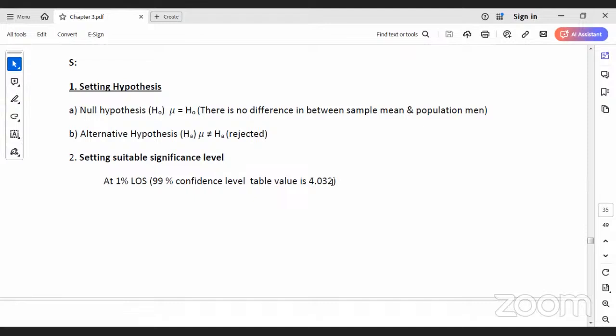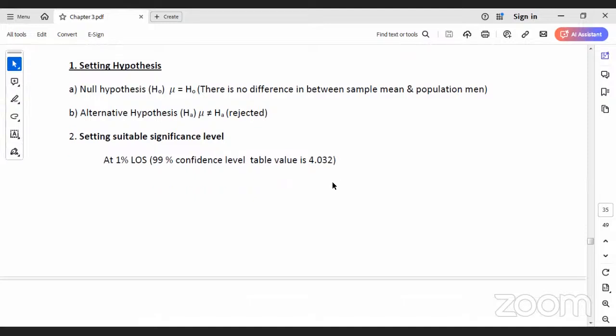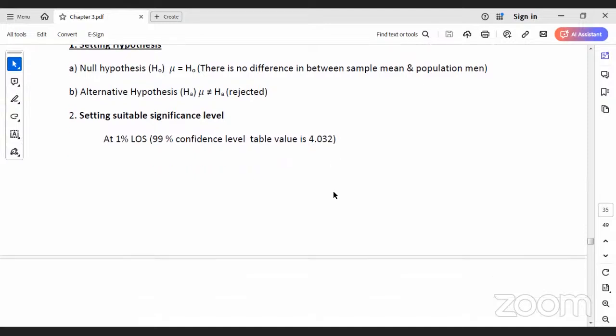So first, setting the hypothesis, that is the null hypothesis and the alternate hypothesis. The null hypothesis: there is no difference between the sample mean and the population mean. Then the alternate hypothesis, HA: mu is not equal to the stated value. Setting a suitable significance level at 1%, you listen carefully. This is important. At 1% LOS, 99% confidence level, the table value is 4.032.